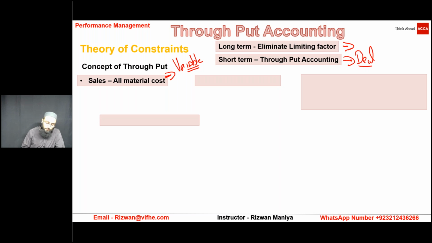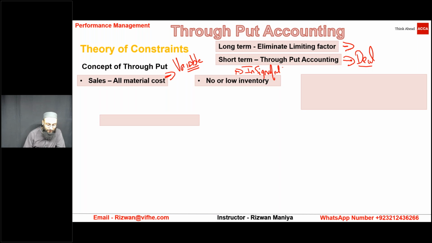Secondly, throughput believes in keeping no inventory, or low inventory, and that should be insignificant. It believes not in keeping inventory but in selling the inventory. So ideally you should have no inventory, or if you need to keep some, that inventory should be insignificant.